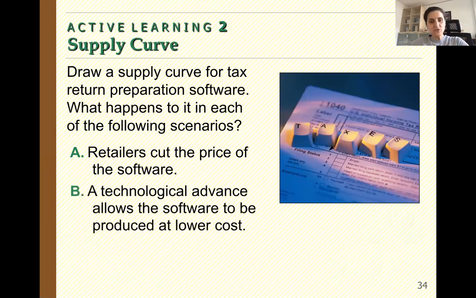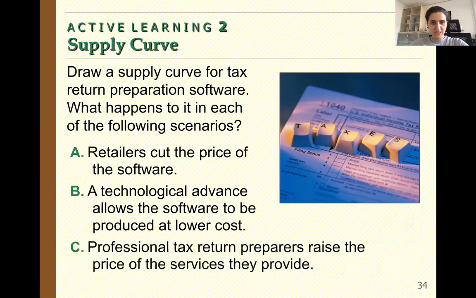A technological advance allows the software to be produced at a lower cost. Then at the same price, supply will shift to the right. If production can be done at a lower cost, then supply can increase. Professional tax return preparers raise the price of the services they provide.